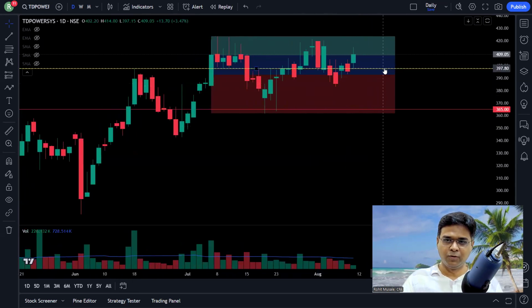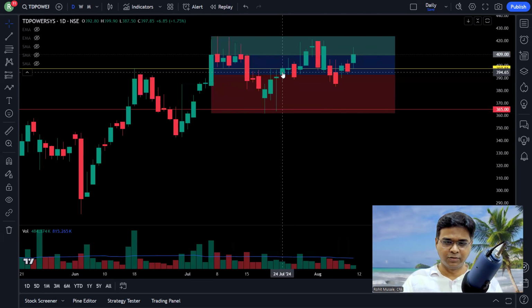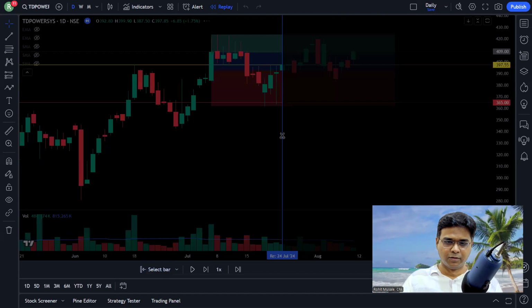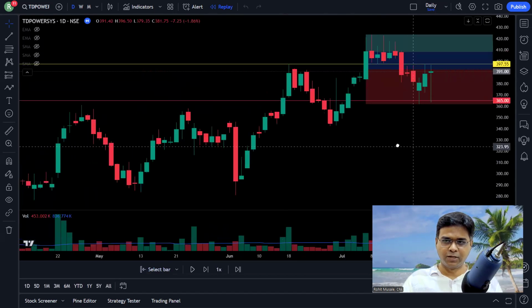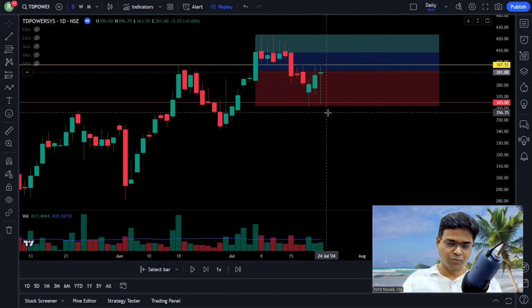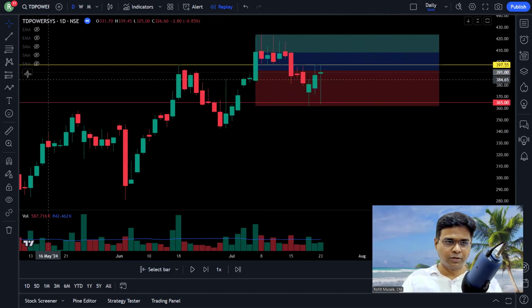So the yellow line is my buy price, the red line is my stop loss, and this is the base. I bought on this day, which is 24th of July. This is what I saw just one day before the breakout. So let's draw the base.